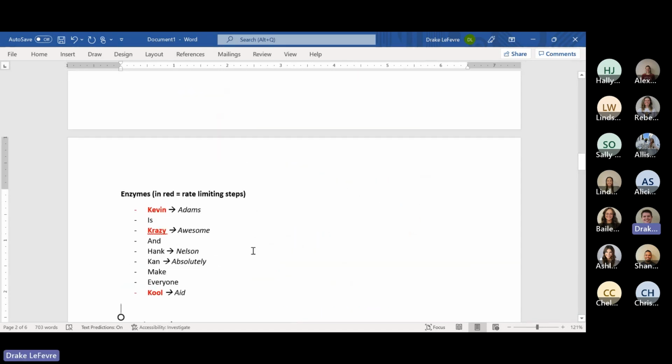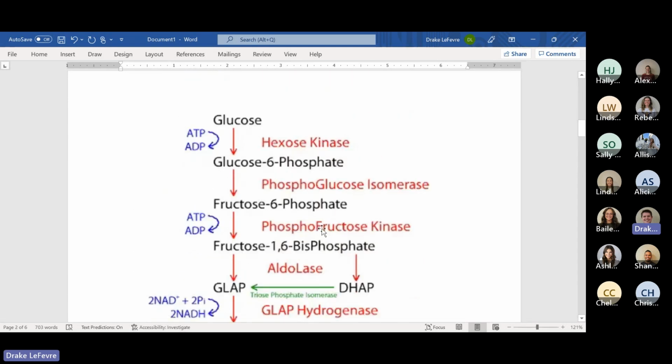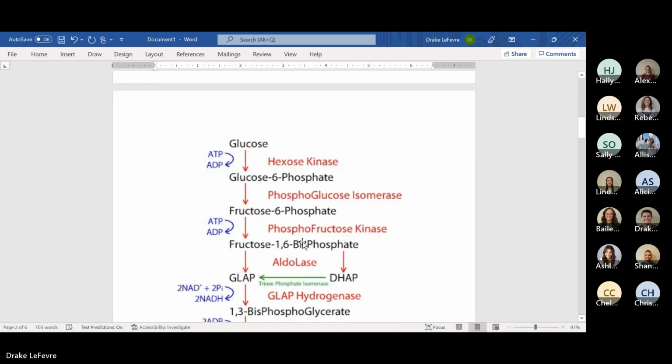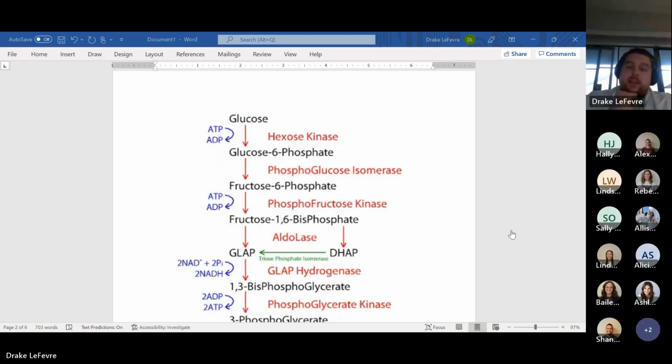Each of these stands for the letter of the type of enzyme that it is. So all of their Ks are kinases. Who can tell me what kinase enzymes do? What's their function? What's their purpose? Add a phosphate. Exactly. All of our kinases add a phosphate.